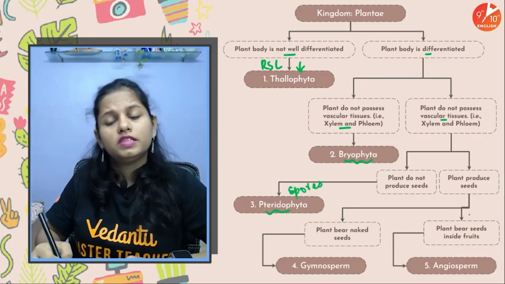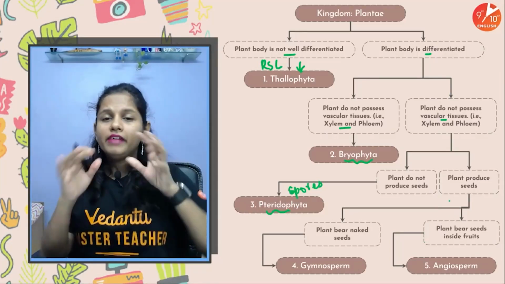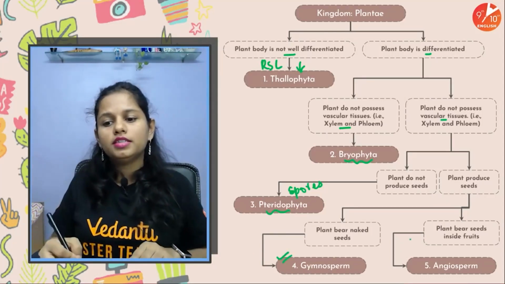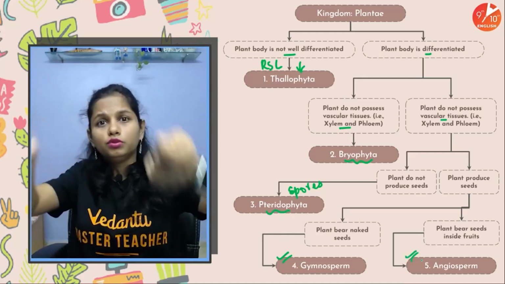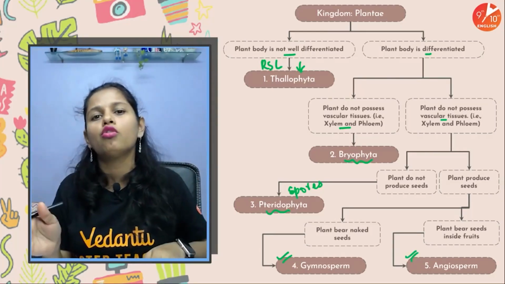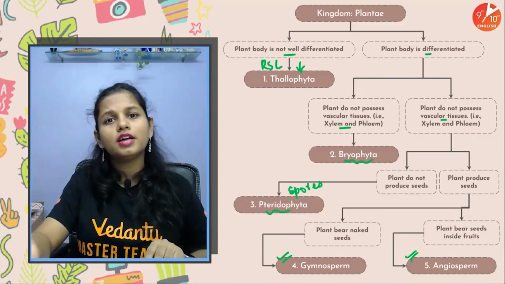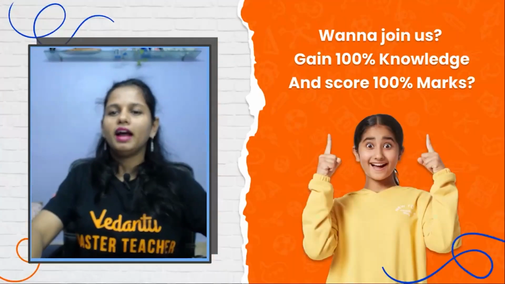And seed bearing plants, which we call phanerogams, right? In phanerogams, the seeds can be naked, as in case of gymnosperms, or the seeds can be covered by a fruit, as in case of angiosperms. If the seeds are covered, we will remove the cover and check whether the seeds are made up of one cotyledon or two cotyledons. If it is one cotyledon, monocotyledonous; two cotyledons, dicotyledonous plants. So yeah, here we wrap up the entire plant kingdom.